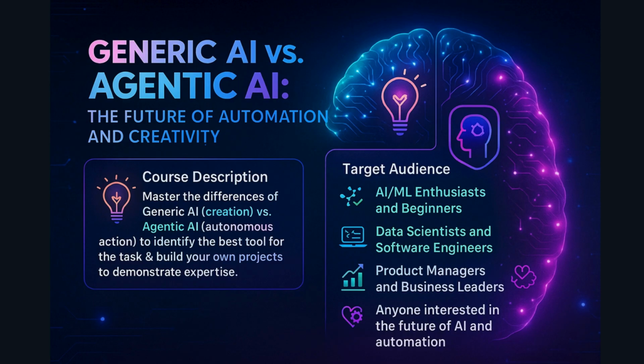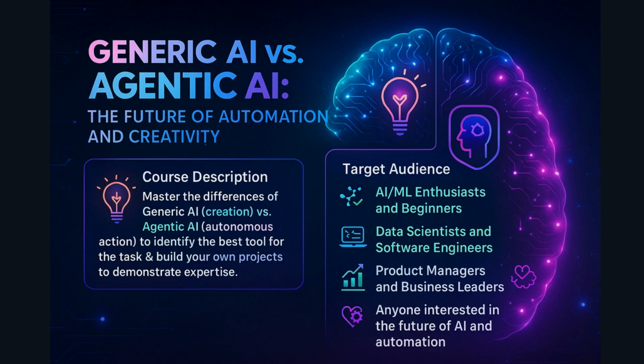Agentic AI systems built on frameworks like LangChain and CrewAI are designed for autonomous goal achievement. They plan, they execute, and they adapt. This course answers the most critical question in AI strategy: when does a task require a creator? When does it demand an autonomous doer?